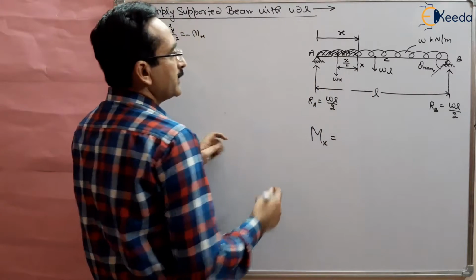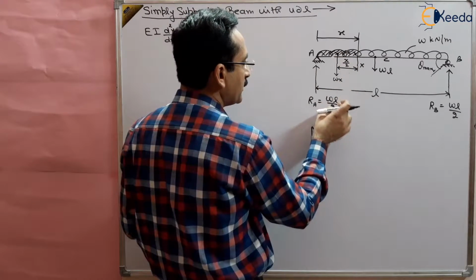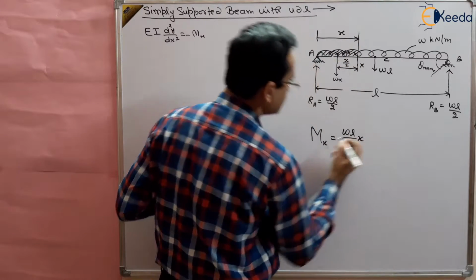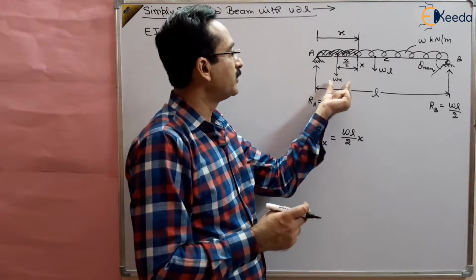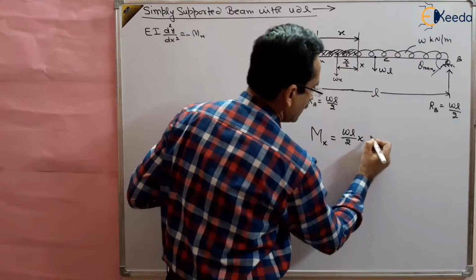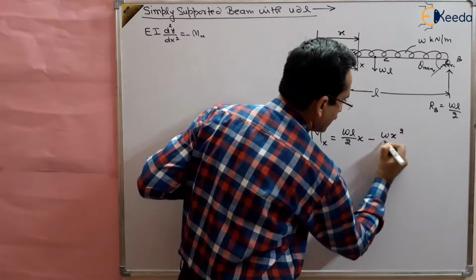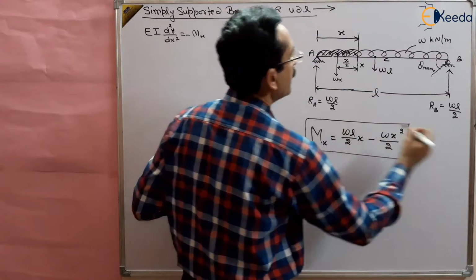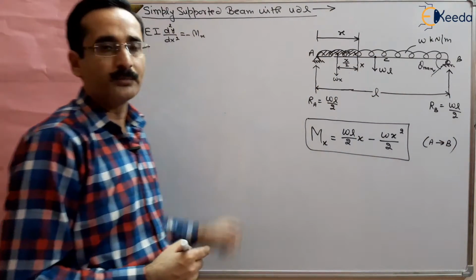That will be equal to the moment of this RA and the moment of this Wx, right? So the moment of RA will be WL by 2 multiplied by x, the moment of reaction A, and the moment of Wx will be Wx multiplied by x by 2, because the distance is x by 2. So that will be minus Wx into x by 2, so this will be Wx square by 2. So this is the bending moment, and it is valid from A to B because there is no other load in between. So it is valid for the entire beam A to B, right?